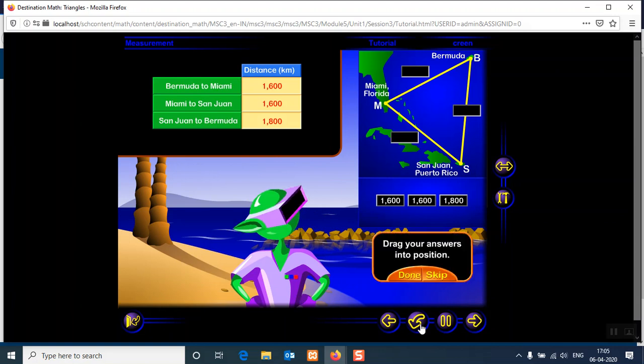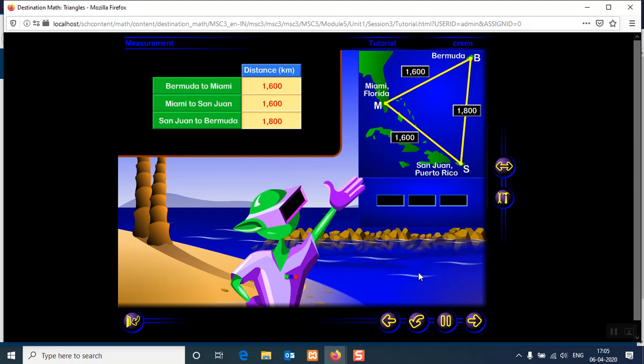Again, for learning to take place, I have asked a question through the interactivity. My student will just place it here into the correct position, and only then we are able to progress to our next content. That's correct. We match these distances to these sides.